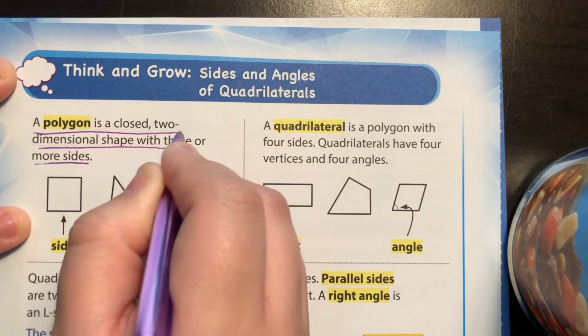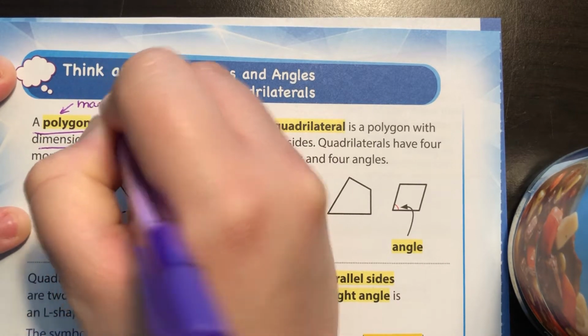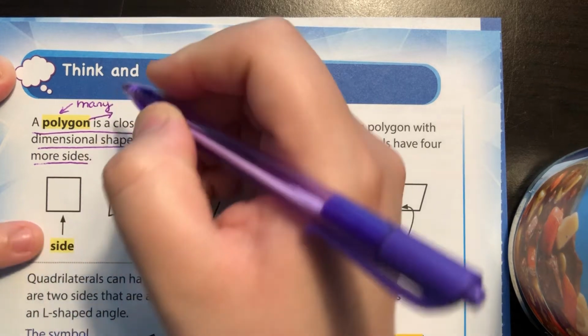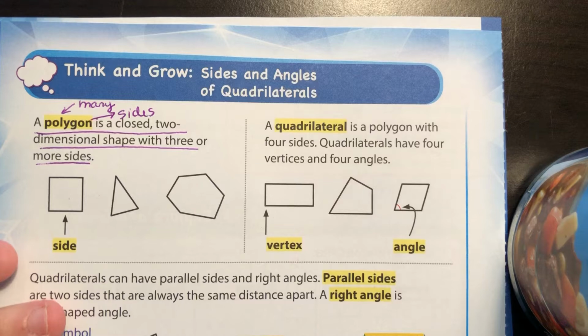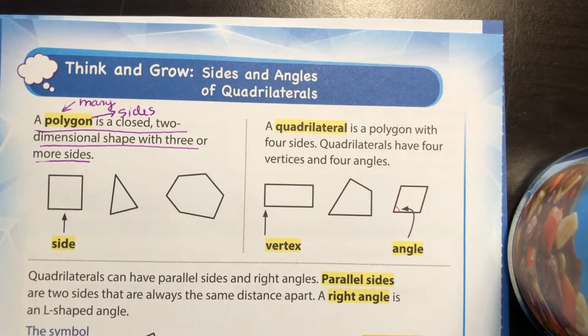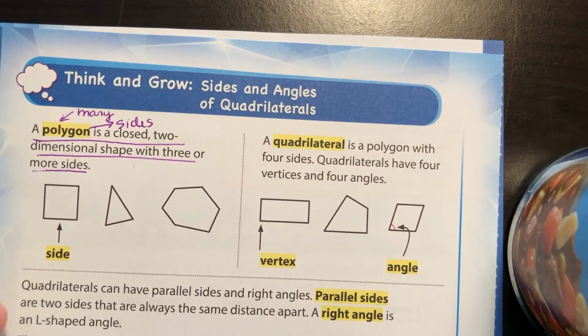Now, when we say poly means many, and gon refers to sides. So literally the word polygon means many sides. That's what it means. Now, when we say two-dimensional shape, it means that this is not like a cube or a sphere. This is not something that also has depth. It only has length and width, okay? And then it has to have 3 or more sides, because if you have a shape that only has 2 sides, it's not going to be able to close. And a polygon has to be able to close.